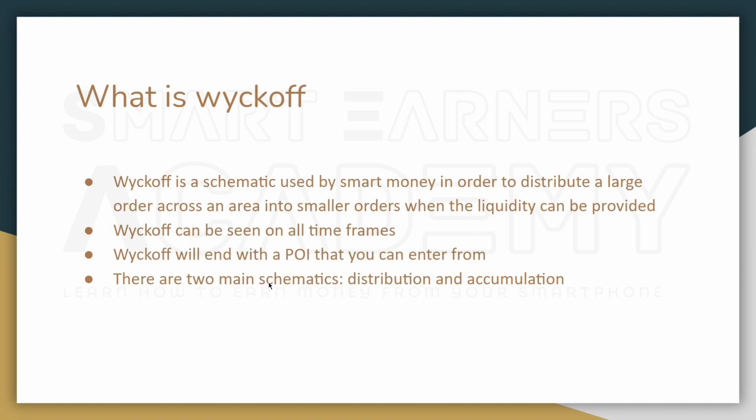And there are two main schematics: the distribution schematic, also known as the sell schematic or the bearish schematic, and the accumulation schematic, otherwise known as the buy schematic or the bullish schematic, right? Because the distribution usually ends in you taking a sell position or a short position, and the accumulation usually ends up with a bullish market with a buy position or a long position, right? And by the way, just a small side note, whenever I say POI, that basically means order block or a point of interest, right? So let's begin now.